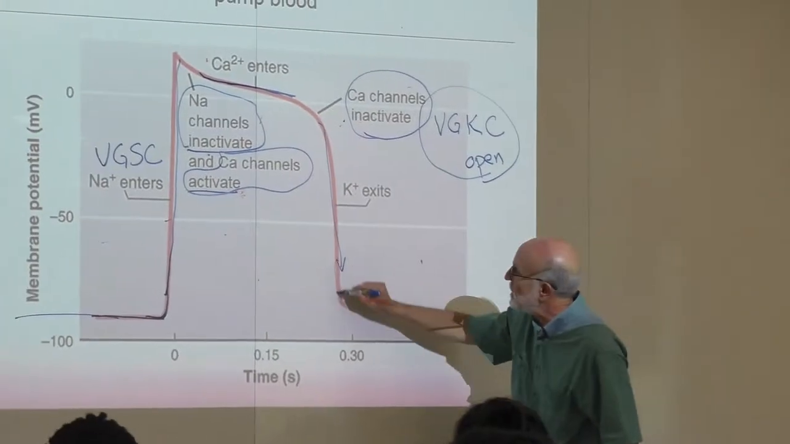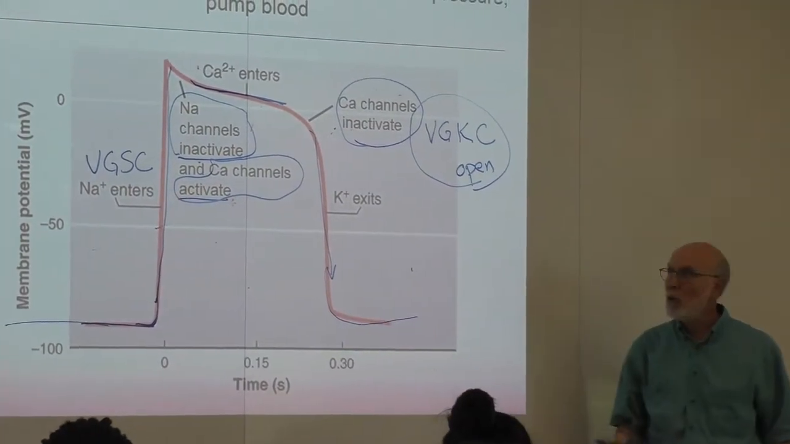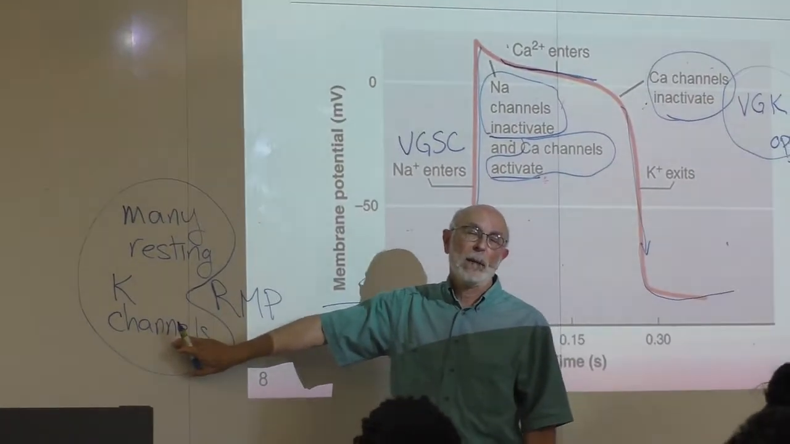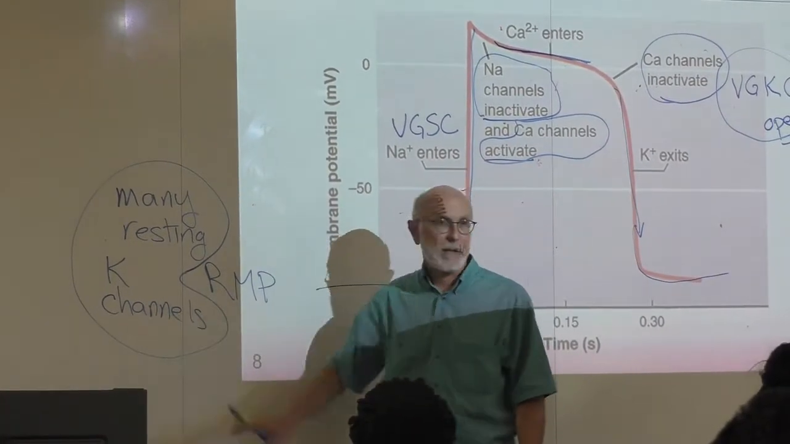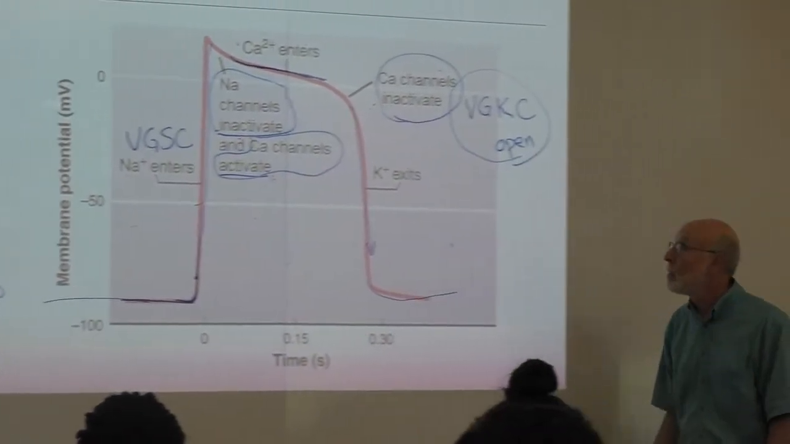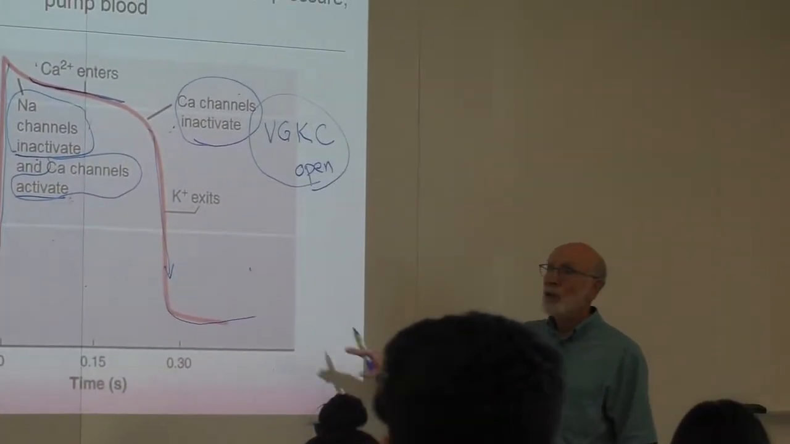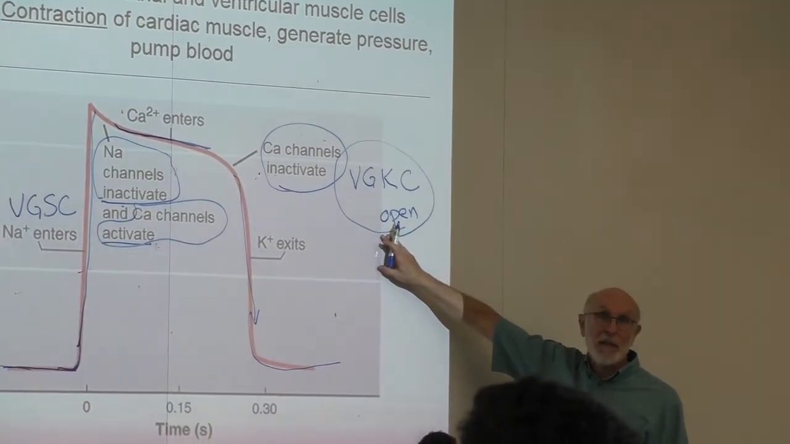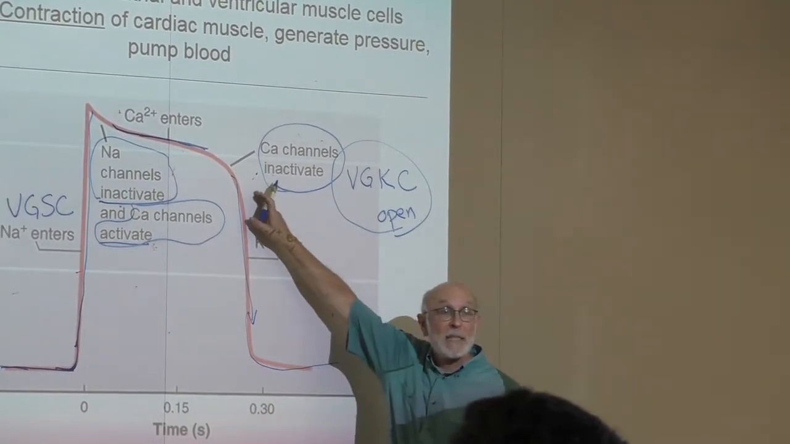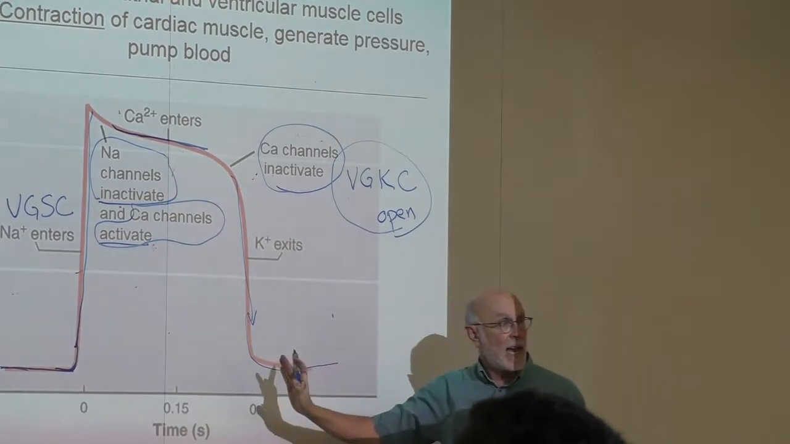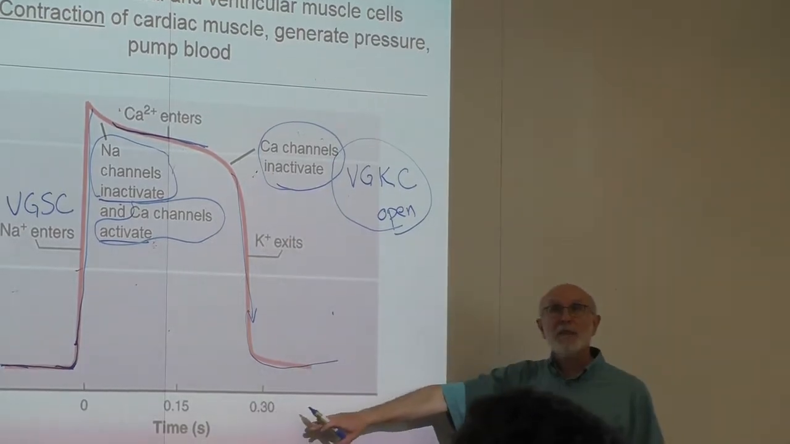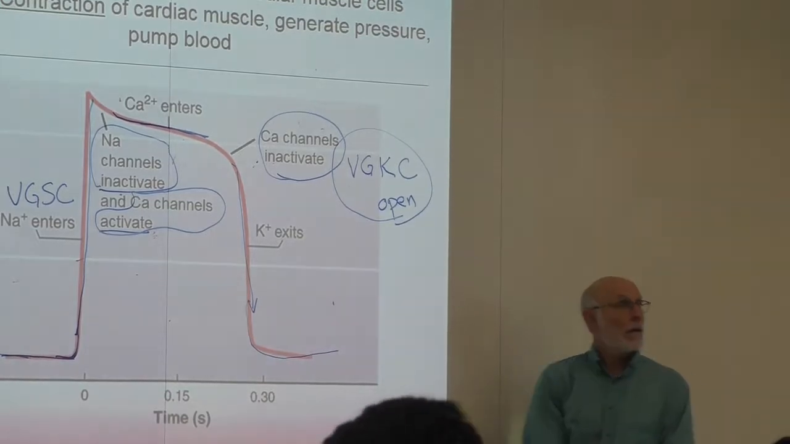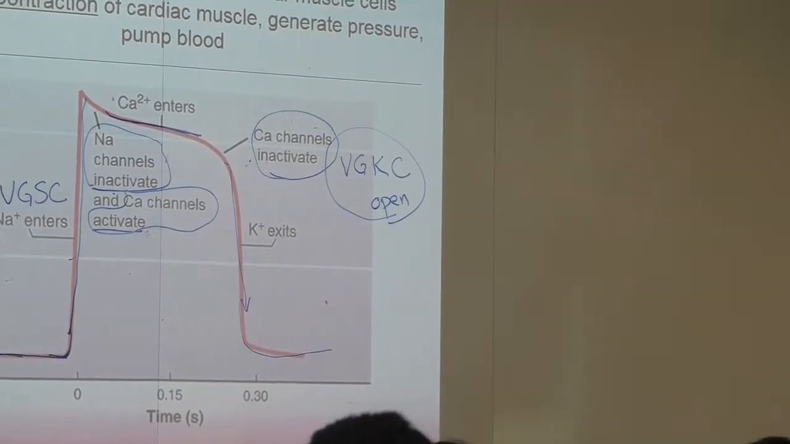And it repolarizes down to the resting membrane potential because we've got a lot of those resting potassium channels. So the resting potassium channels are not the same as the voltage-gated potassium channels. Voltage-gated potassium channels are important for terminating the action potential, and resting potassium channels are important for holding the membrane potential negative at rest.